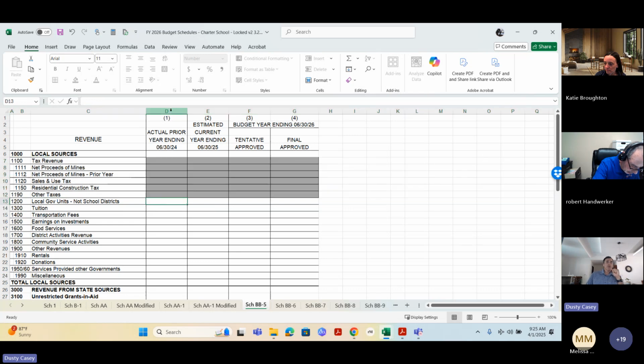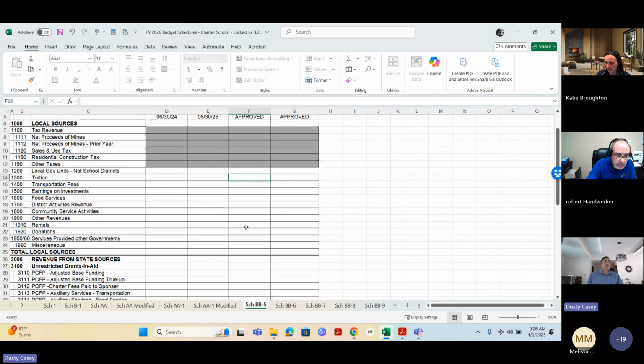Okay. You'll see you have 4 columns. Column D should match your audit. Then you have E, which should be the current budget you're operating under right now. Those numbers should go in column E. So whatever your latest amended budget that your board approved, if it was your June 8th budget from last year, that's what should go in column E. Column F is your tentative approved budget. That's the budget you're doing now here. And then G will be for your June 8th budget, so you'll leave column G blank. That'll be for your June final budget.